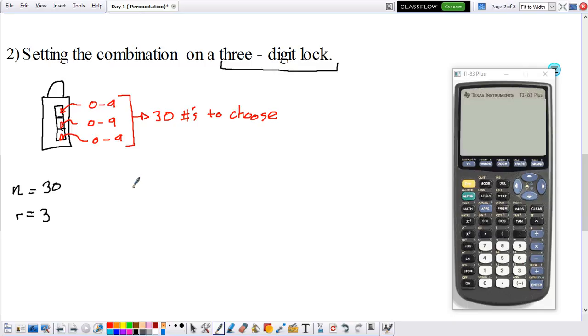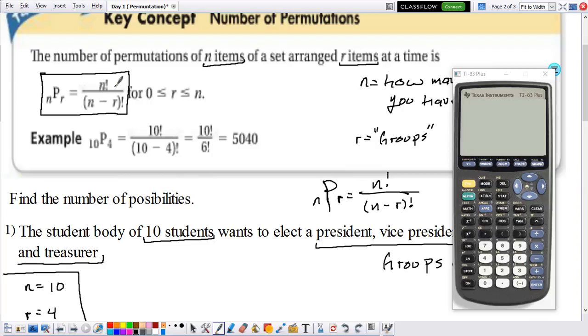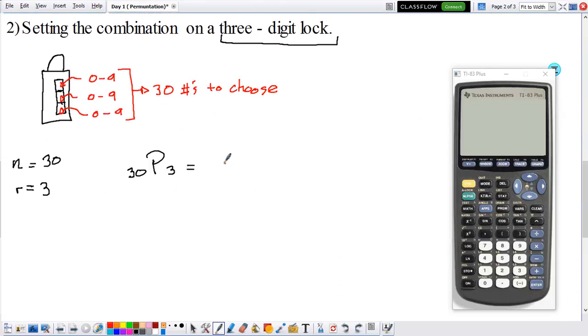So now we want to use nPr where n is 30. We know it's a permutation because we're talking about locks, and we want to make groups of three. So now if we follow our formula, that's n factorial divided by n minus r factorial. So n is 30. So we will have 30 factorial divided by 30 minus 3 factorial according to our formula here. Oops, it seems like this is supposed to be a 30, not a 3. So that's 30 factorial. So now that means that we have 30 factorial divided by 30 minus 3. That's 27, right? So that's 27 factorial.